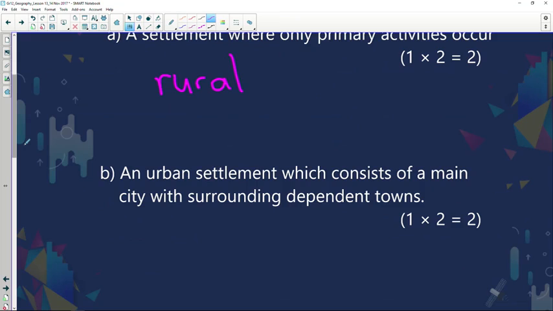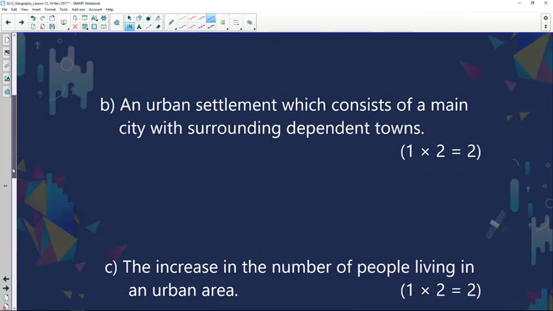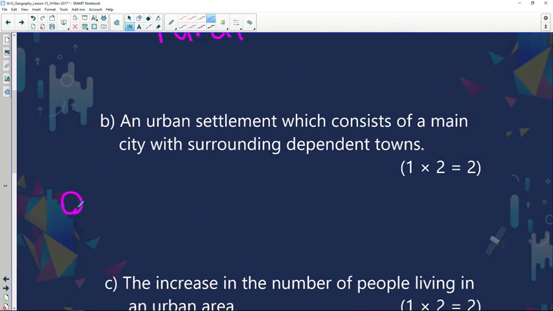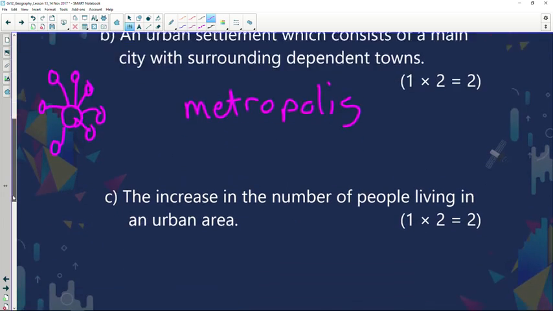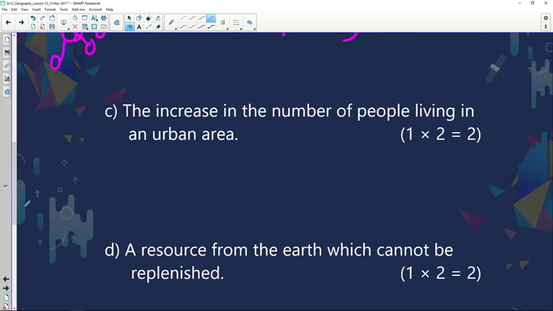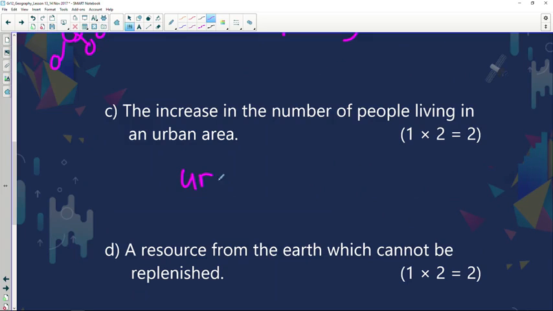Now, an urban settlement which consists of a main city with surrounding dependent towns. For instance, Cape Town is the example. There's Cape Town, there's Paarl, Stellenbosch, Franschhoek, many surrounding towns. It's like a central place city. And that is known as a metropolis. Now, the increase in the number of people living in urban areas. Keep in mind, there are people that are already in the urban areas, but the number of the population is expanding because of family sizes. This is known as urban growth.